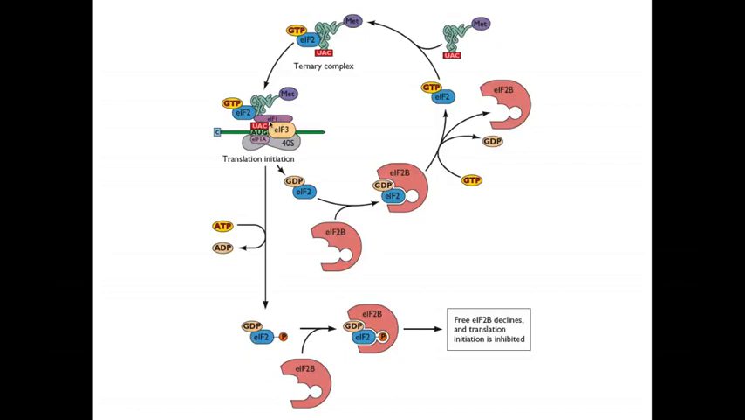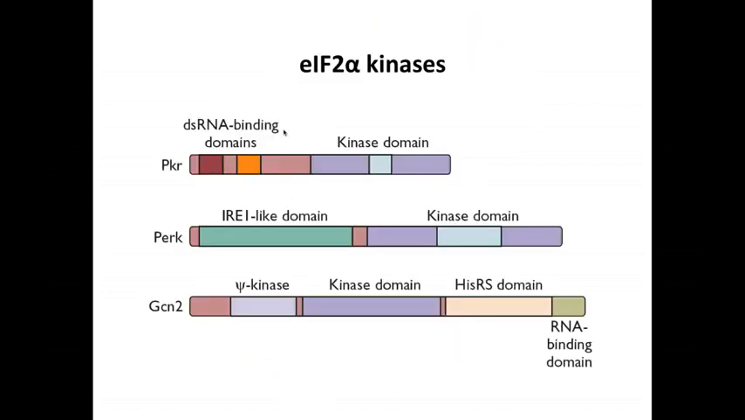All right, so let's see how this works in a virus-infected cell. Cells contain 3 protein kinases that phosphorylate eIF2alpha, a subunit of eIF2. Again, eIF2 is part of the ternary complex. They're called PKR, PERK, and GCN2. We're going to talk about PKR today, but I just want to point out that PERK is a kinase in the ER that responds to misfolded proteins, to stress.